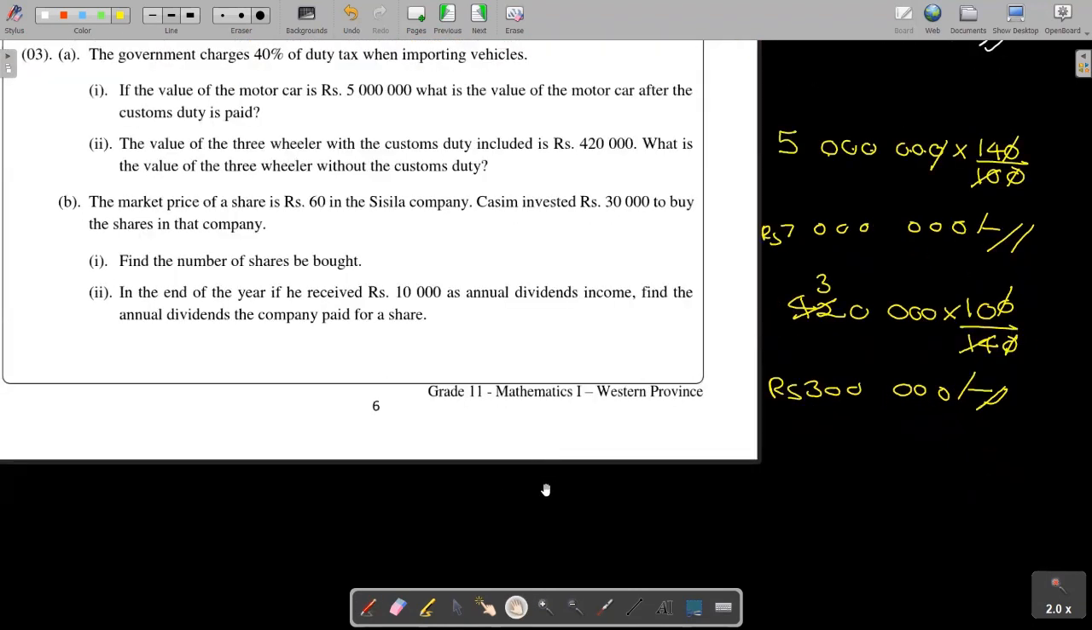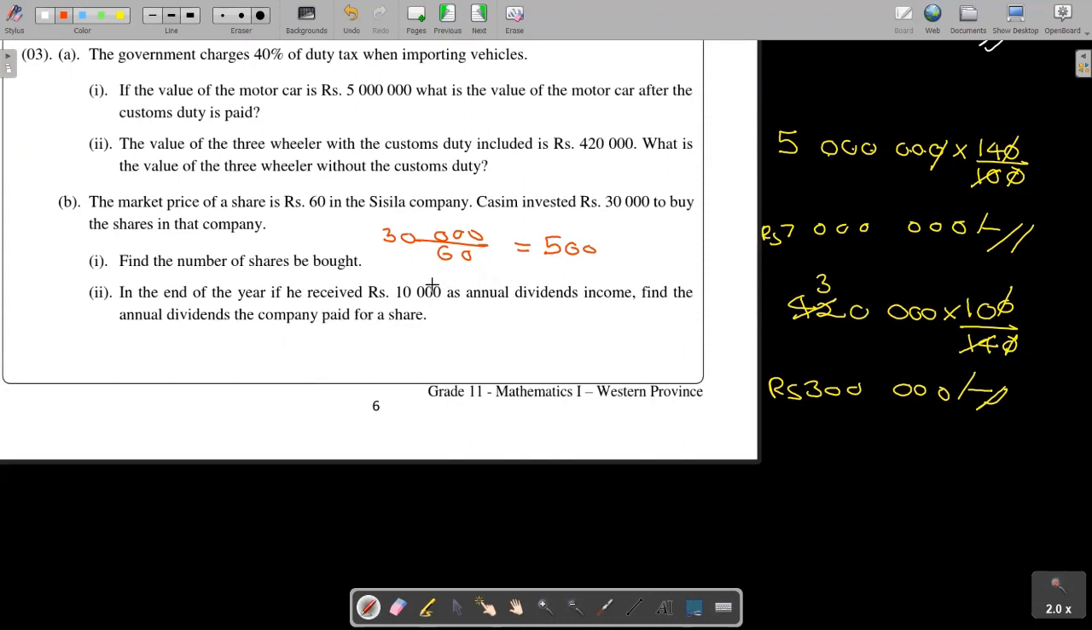So the market price of a share is rupees 60. So he invests this much. You have to just divide 30,000 by 60. So what is the value? You will get 500 shares, no? 3,000 divided by 6.